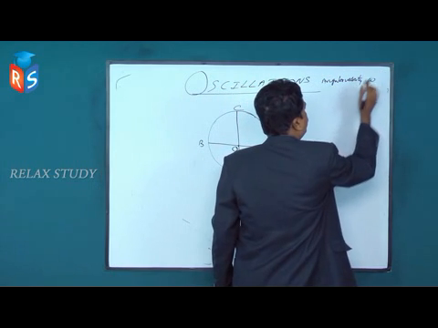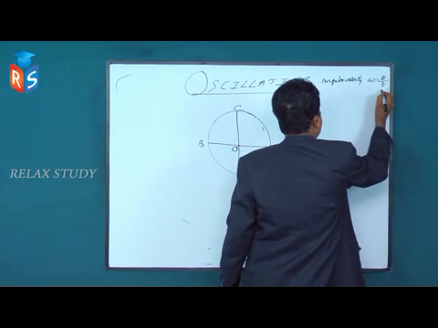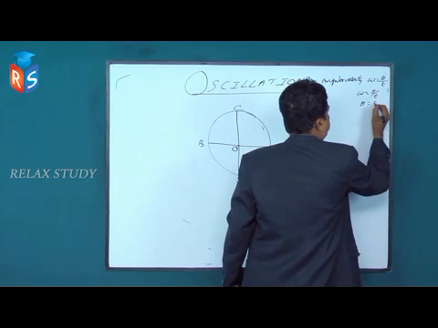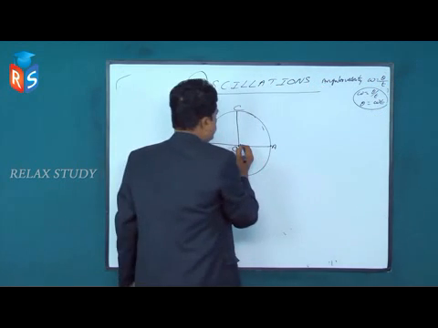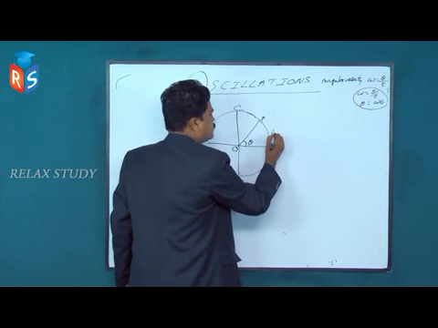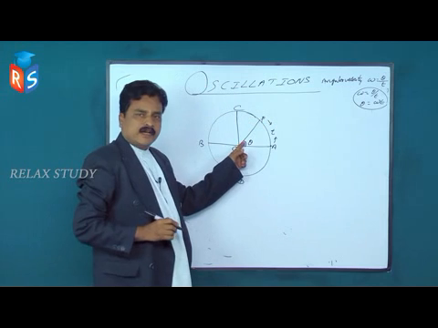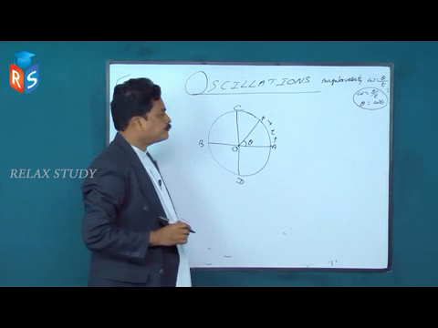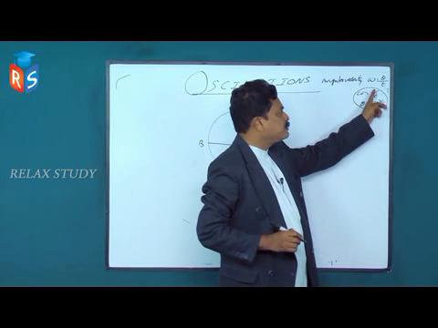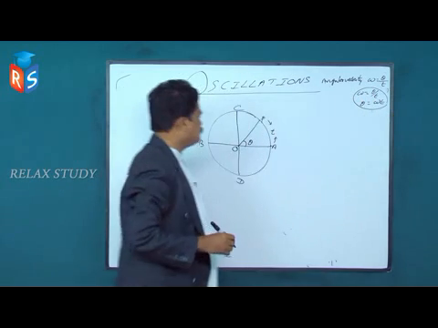Omega. Angular velocity is the angle covered by time, so theta equals omega t. Let this particle cover an angle theta in t seconds. Usually linear velocity is displacement by time; instead of displacement, here it is angle. Angle covered by time, so theta is equal to omega t.